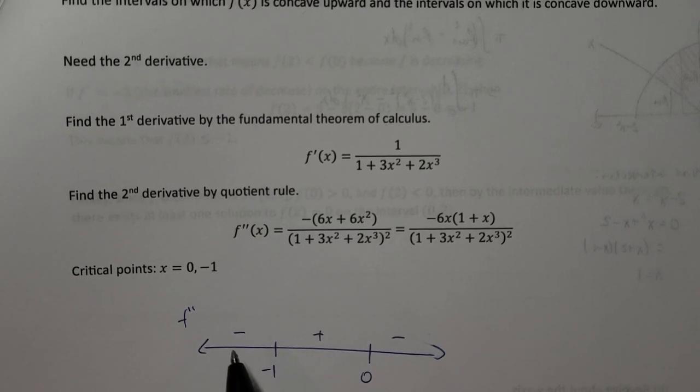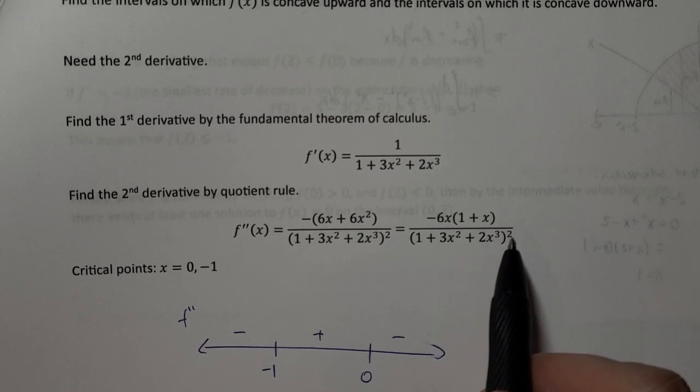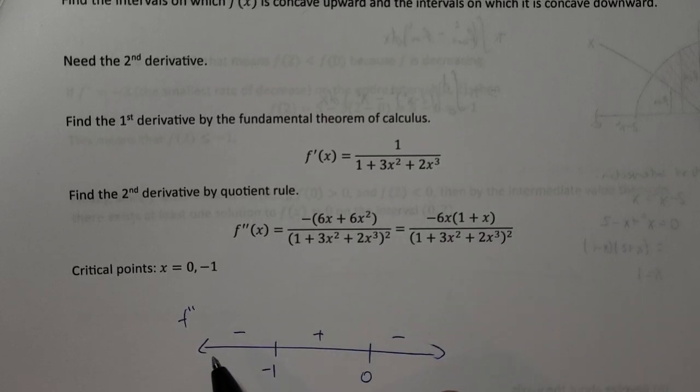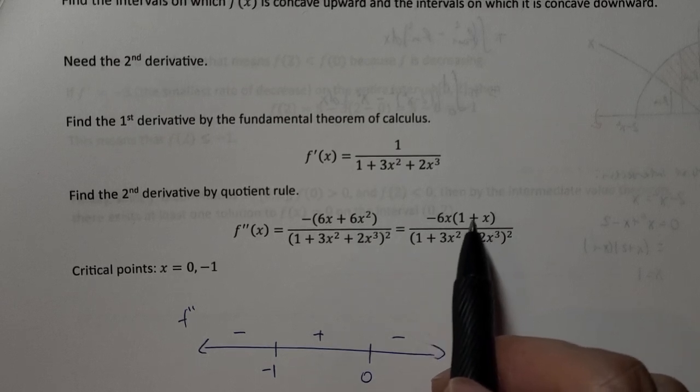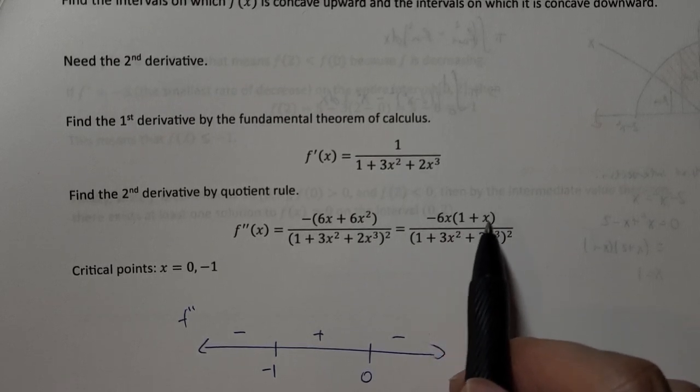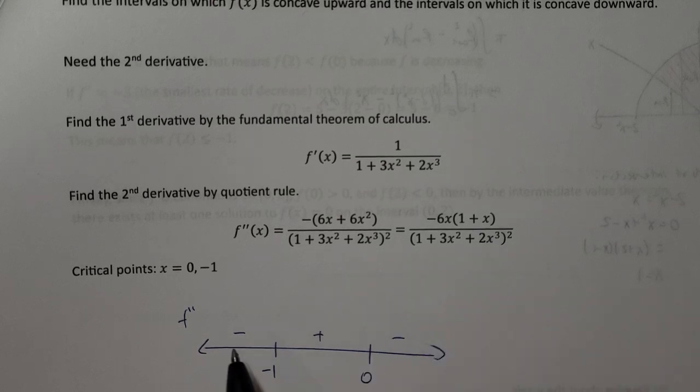So we put our two critical points. We plug in a huge negative number. The bottom's always positive because it's always squared, so we don't care about that. Let's just keep focused on the top. Huge negative number. There's a negative here, another negative from that huge negative number, and another negative from that huge negative number. Three negatives make a negative.